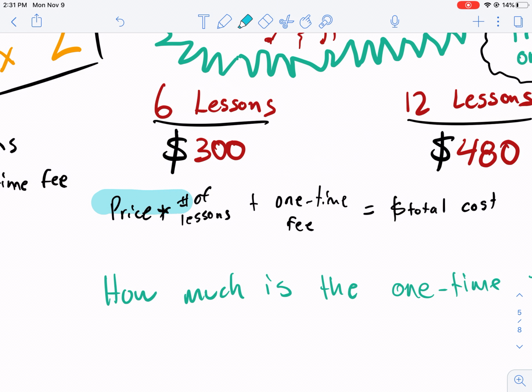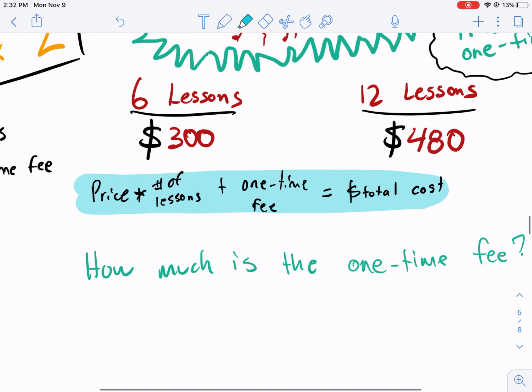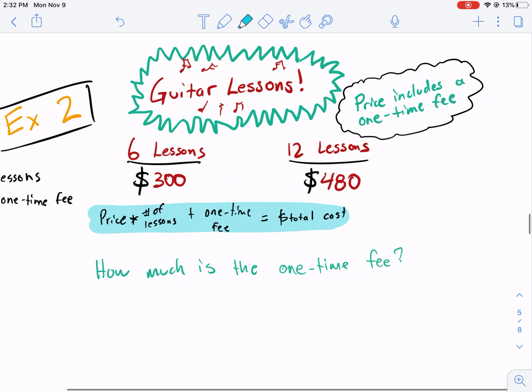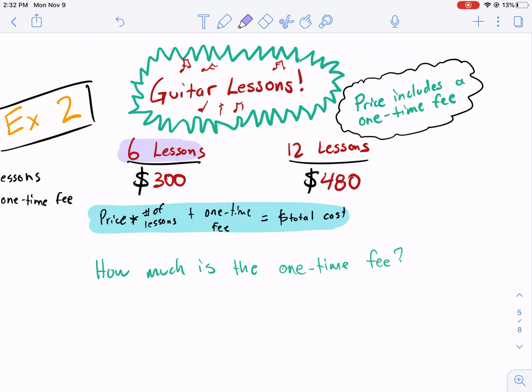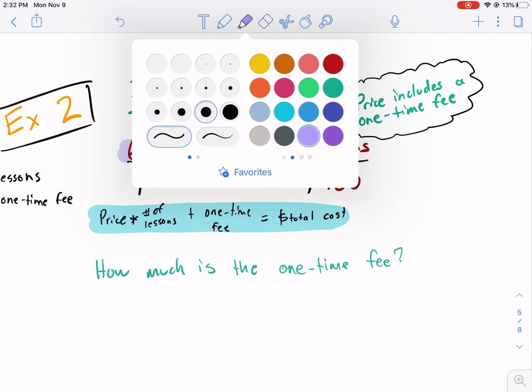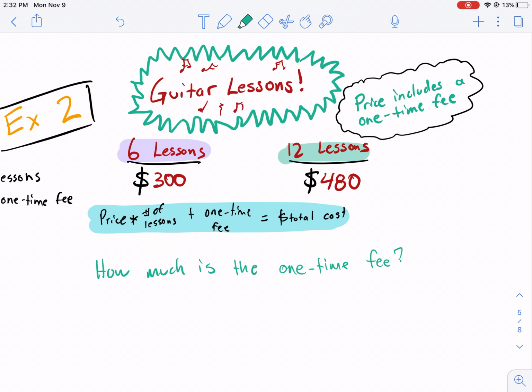Here's the formula for how we're going to set up each equation. The total cost is the price times the number of lessons plus the one-time fee. And that makes sense, right? Depending on how many lessons you go to, that's going to determine how much your total package costs. We have a 6-lesson package and a 12-lesson package. So I'm going to let purple equal the 6-lesson package, and green equal the 12-lesson package.